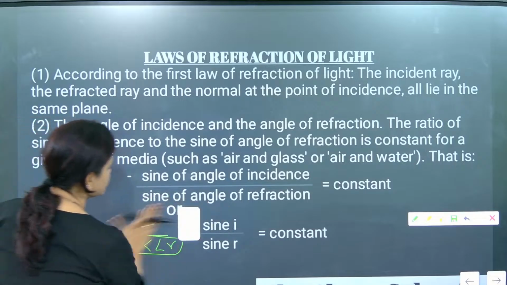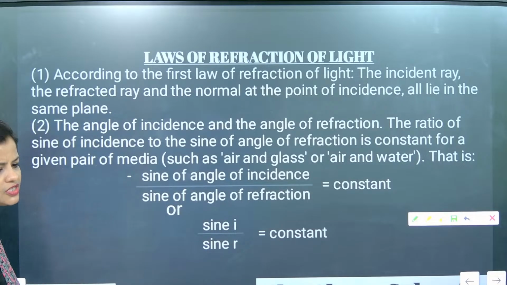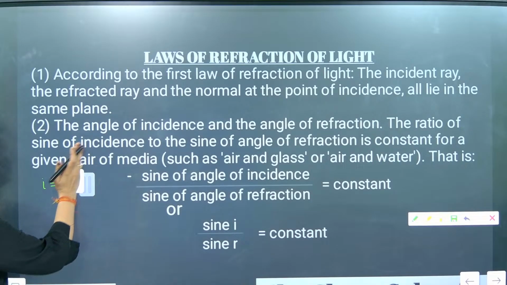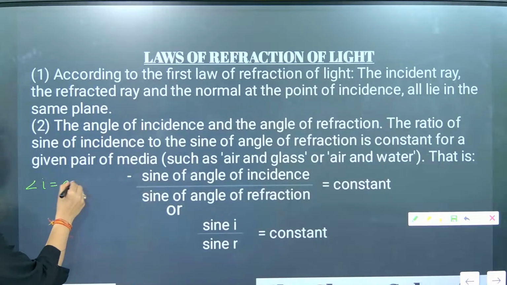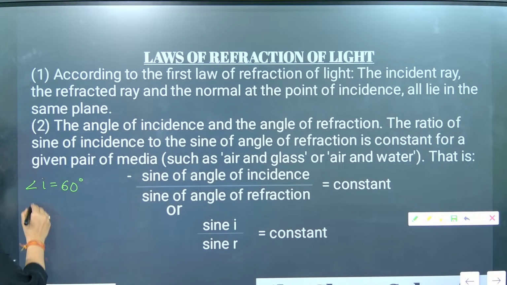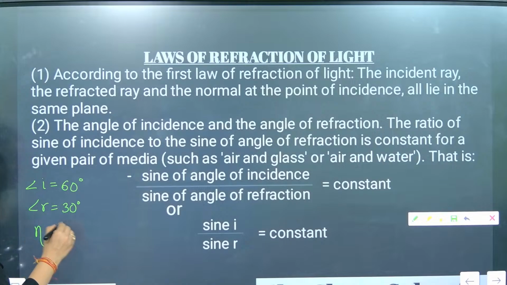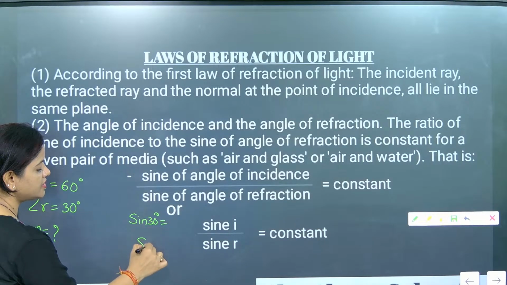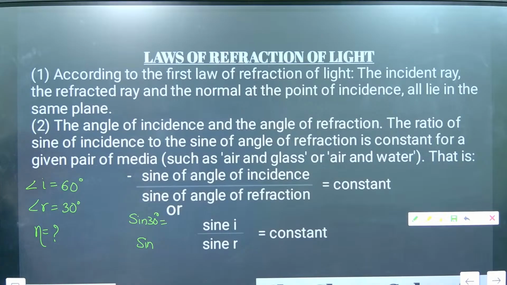Now we are going to understand another important point. One simple question I am starting with. The incident angle is 60 degree. The refracted angle is 30 degree. We need to find the refractive index. Now I am telling the value of sine 30 degree and sine 60 degree, because it's Snell's law. It is dependent on sin i and sin r.